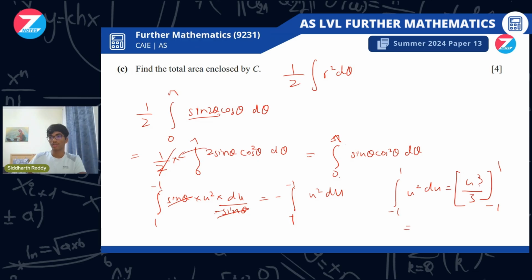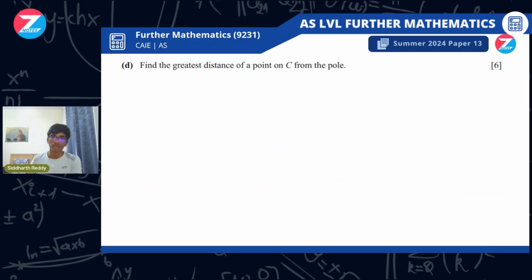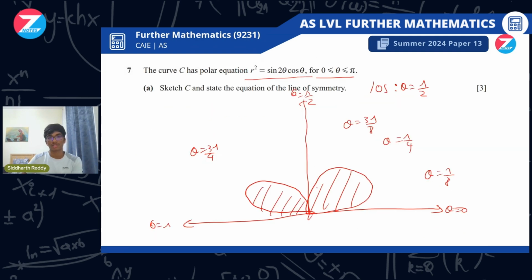So what's that? That's just substitute 1 and we get 1 by 3, minus, substitute minus 1, we get minus 1 by 3. So 1 by 3 minus minus 1 by 3, we get 2 by 3. And this is the answer for the total area enclosed by C. Find the greatest distance of a point on C from the pole. So they're asking us to find the greatest distance.